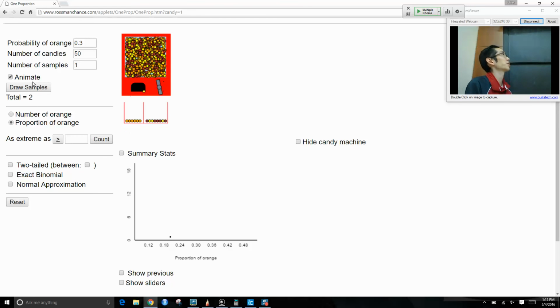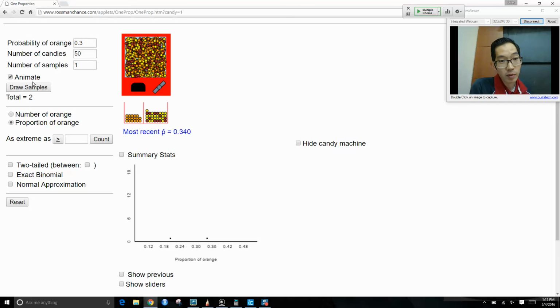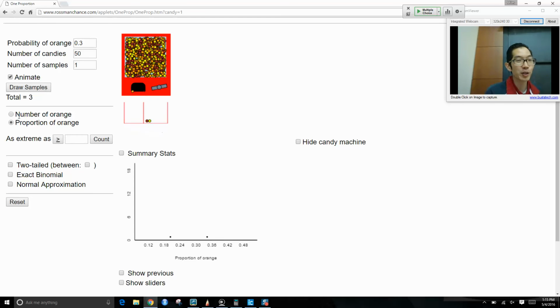We're going to draw some pieces of candy. Here we got, I guess, 17 pieces of orange candy. 12, 13, 14, 15, 16, 17. Each row is 6. So we have 17 pieces of orange candy, a proportion of 34%. Okay, and I'll animate this one more time, just so we get the picture of what's going on here.